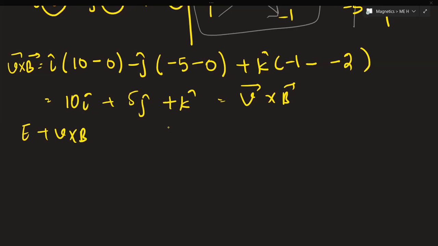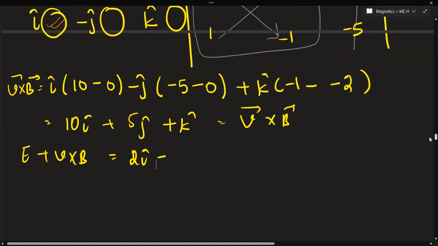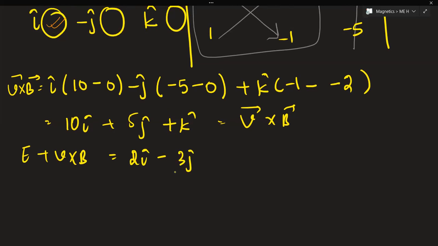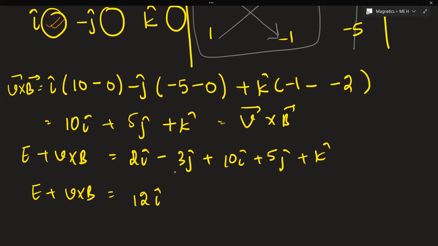All right. So now E is what? E was, I think, 2I cap minus 3J cap. Fine. This is the electric field plus V cross B. V cross B is this term: 10I cap plus 5J cap plus K cap. So what's the answer for E plus V cross B? 2I cap plus 10I cap gives 12I cap. Minus 3J cap plus 5J cap gives plus 2J cap.